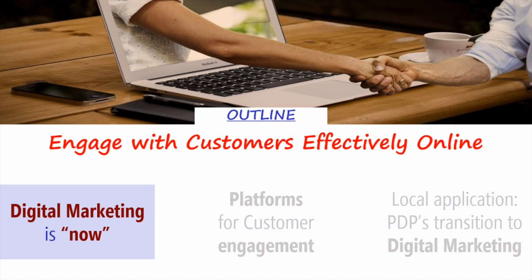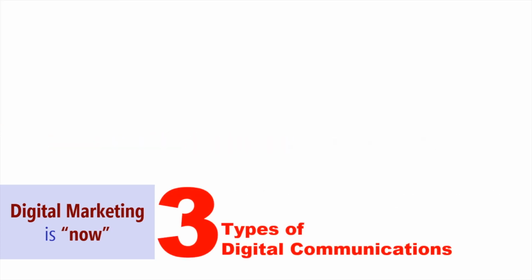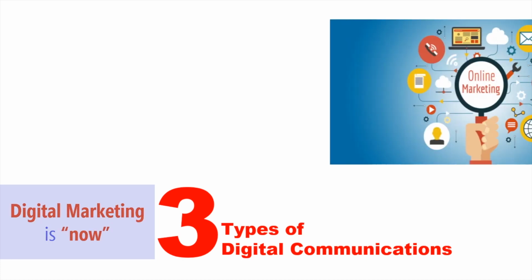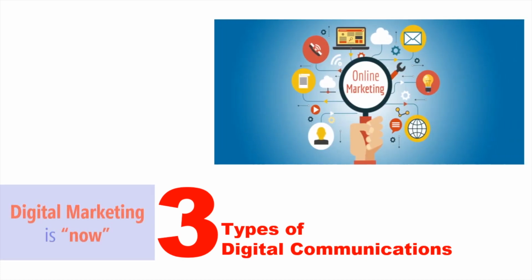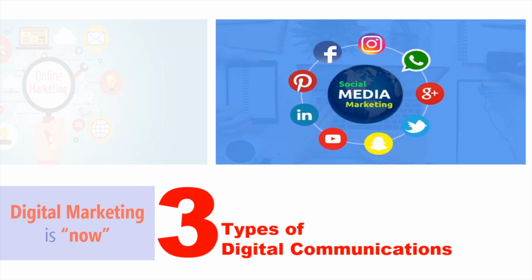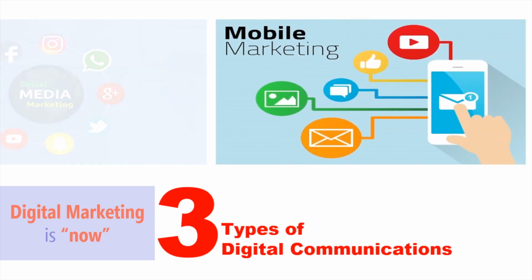First on the agenda, digital marketing is now. There are 3 types of digital communication. Online marketing, which includes websites and emails. Next is the most popular, social media, where things go viral. Lastly, mobile marketing, where you can reach your customers the fastest.